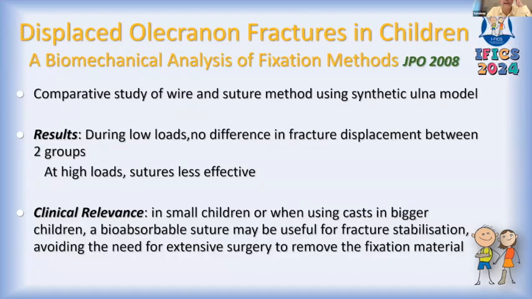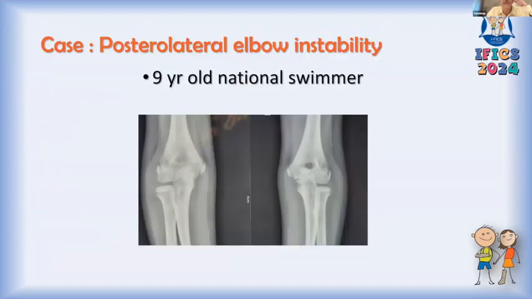But in very young children, a bioabsorbable suture can also be used, thus avoiding the need for extensive surgery as well as a second operation to remove that fixation material. This is another subtle fracture dislocation which I want you to understand. This was a national swimmer who used to have the elbow popping out every time they did a backstroke.